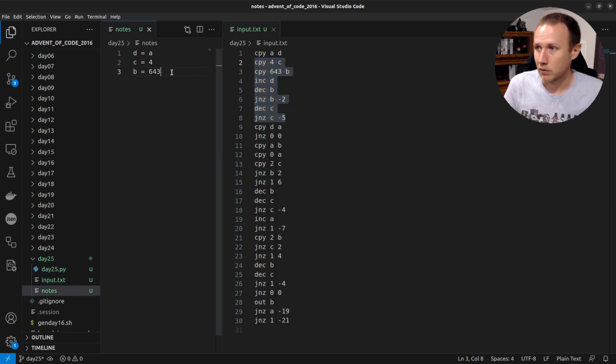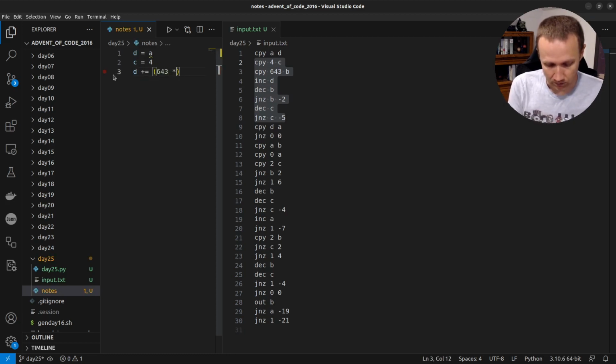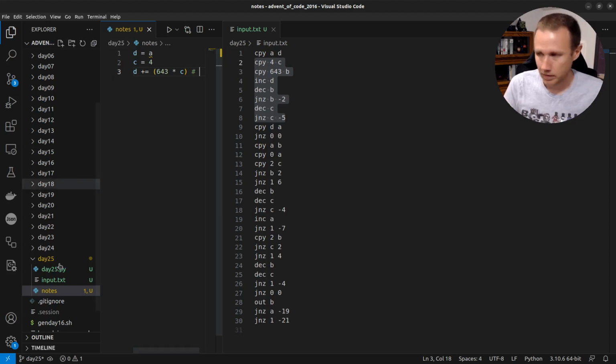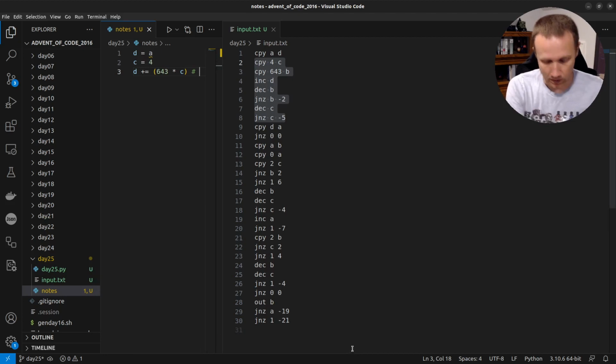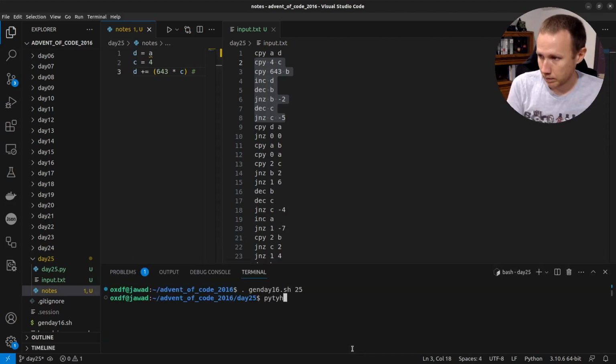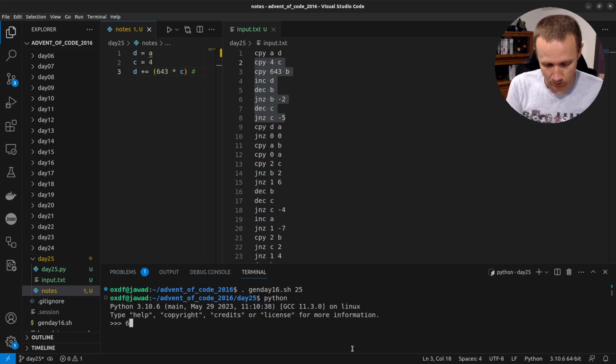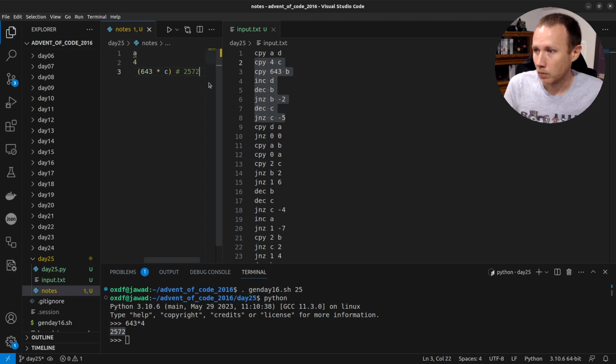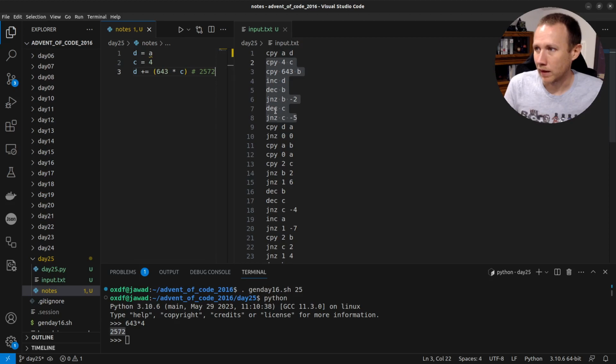What we're really going to say here is D plus equals 643 times C, which is 643 times 4. I don't know off the top of my head what that is. In Python, 643 times 4 is 2572. Cool. Okay, put that there. So we know that, and we can now skip that. All of that is just doing that. So now we're back down here to line 9.